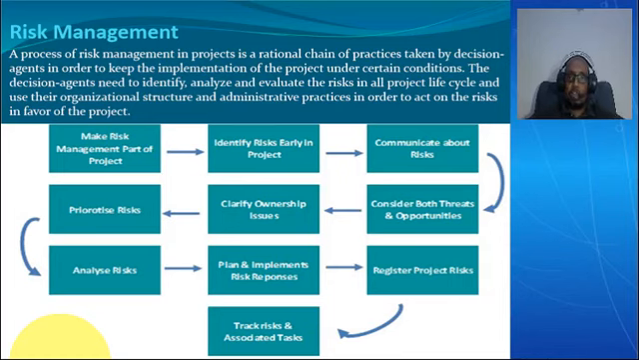As you can see in the diagram below, you have to start by making risk management part of the project, then identify the risk in the project, communicate about the risk, then consider the threats and opportunities, then go back and clarify ownership, who is assigned or in charge of that risk. Then prioritizing the risk is making a chronological order.